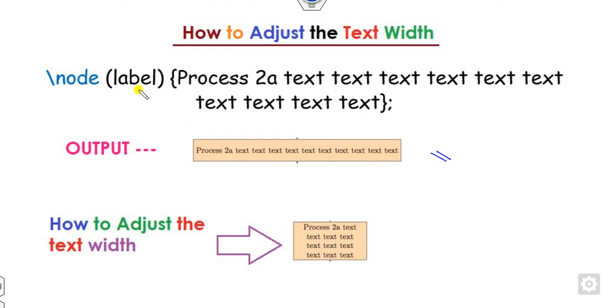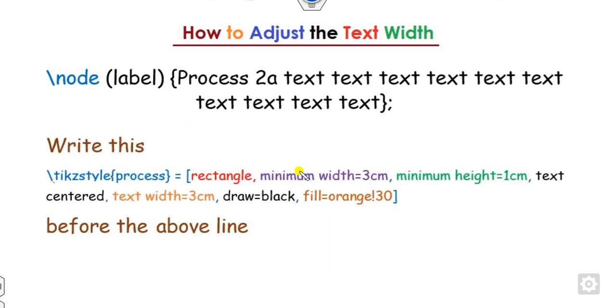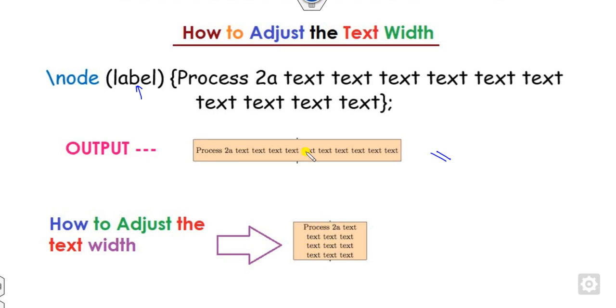So how can you do that? This is a label. Make sure that for that you have to use this line before this word. So make sure this is a label. Since I use the process here, this is called my label. What is the meaning of that? You have to use the rectangle. What is the minimum width? I can set it as 3, height as my 1 centimeter. Text is my center. You can see the output is all in the center.